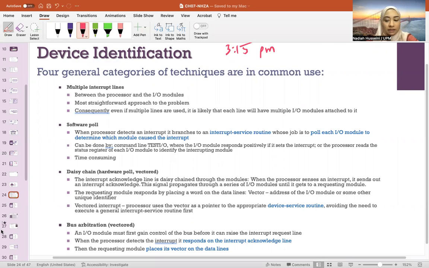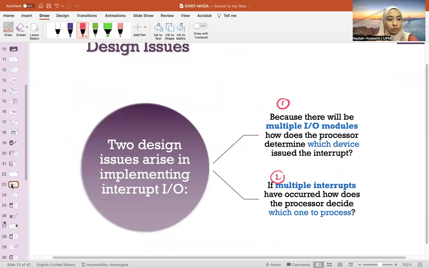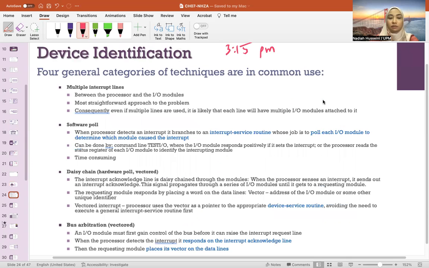Okay, so let's continue. We were talking about that there were two design issues, right? We talked about what if there were multiple devices connected and we received an interrupt. How do we know which device issued that interrupt? And then the second one is if you have multiple interrupts, which one do you process first? So to solve the first one, we have several techniques, of course.